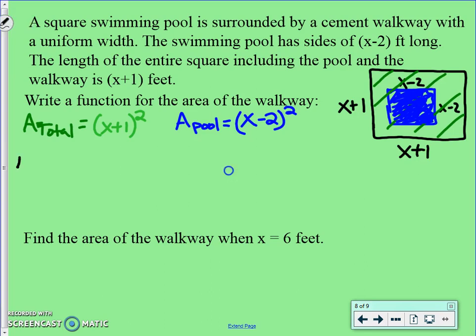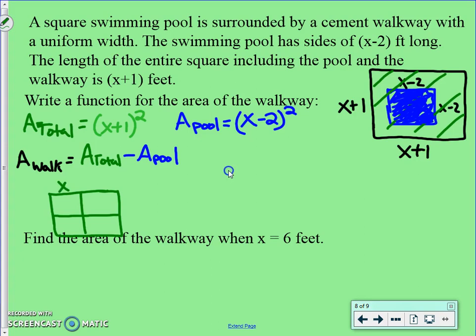The area now of the walkway is just the total area minus the area of the pool. That's the area of the walkway. So, our total area is just x plus 1 quantity squared.